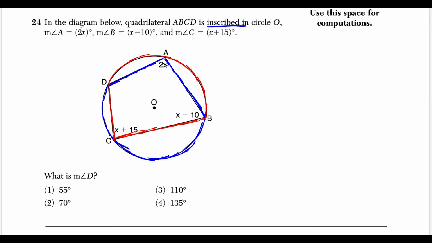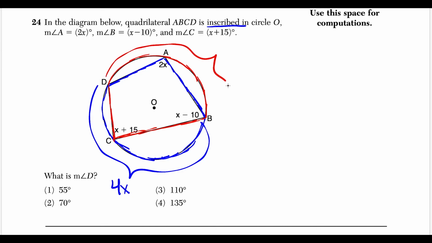But now what you have to know is, what is the relationship between the measure of the inscribed angle and the arc? Well, the arc is double. So if this is 2x degrees, then this arc here in blue, I'll color code this, this entire thing here is going to be 4x because it's double the measure of the inscribed angle. And now this angle is going to be 2 times x plus 15, which is going to work out to 2x plus 30.